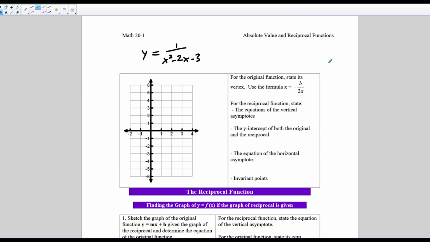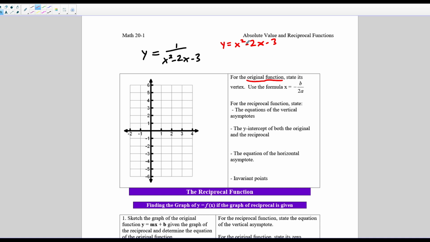So now we're going to take a look at some quadratic reciprocal functions. And we have here y is equal to 1/(x² minus 2x minus 3). All we're going to do is look at the original function first and figure out what the vertex is by looking for the x coordinate and then using that to find the y coordinate. So let's go ahead and state the original function. The original function is simply going to be y equals x² minus 2x minus 3.